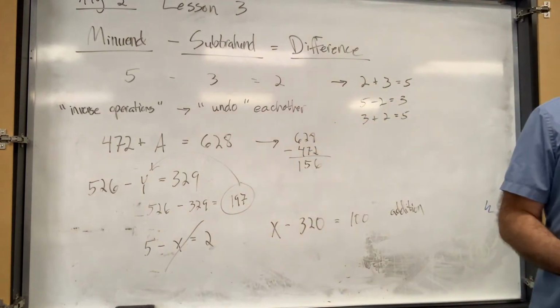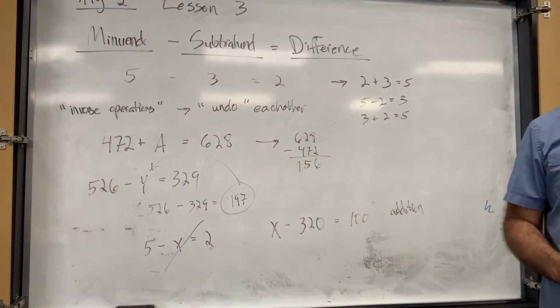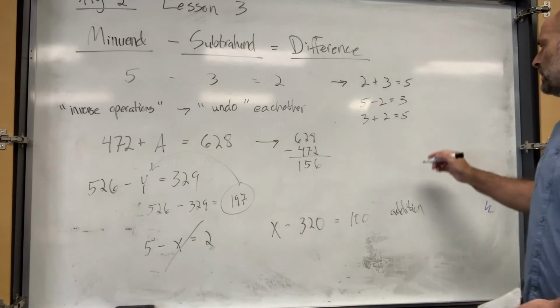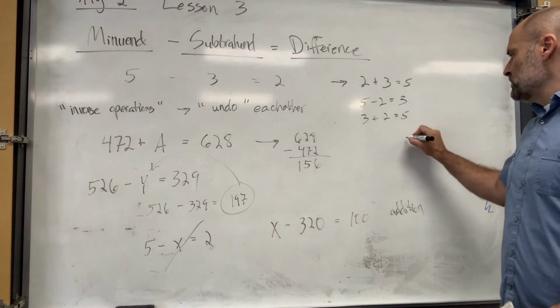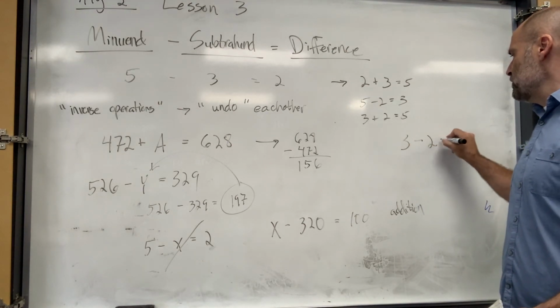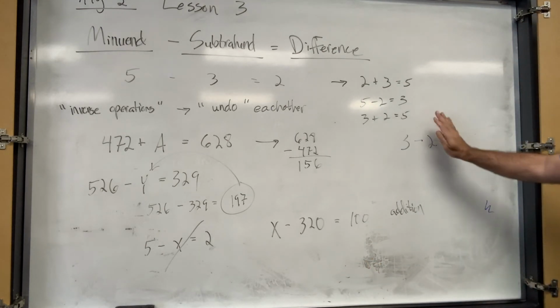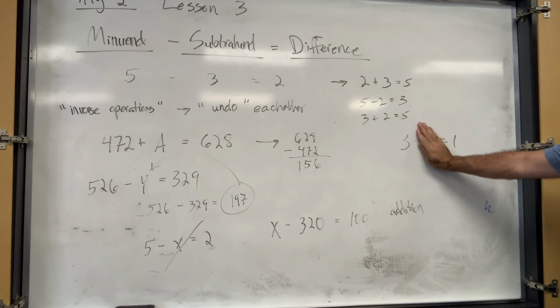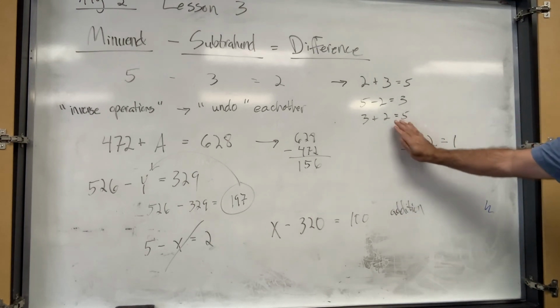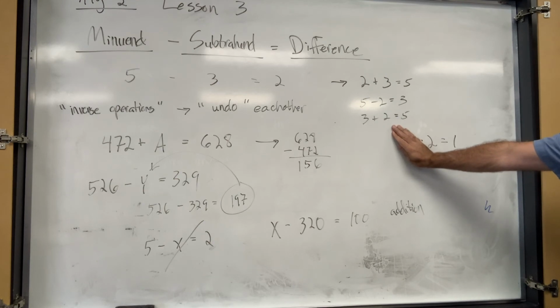And if this is too confusing for you, just write a really simple problem. What's the simplest addition or subtraction problem that you know? 3 minus 2 equals 1? That's pretty simple, right? So if I'm missing the 2, how do I get back to the 2? Is it 1 plus 3? No, it's 3 minus 1. If I'm missing the 3, how do I get back to the 3?